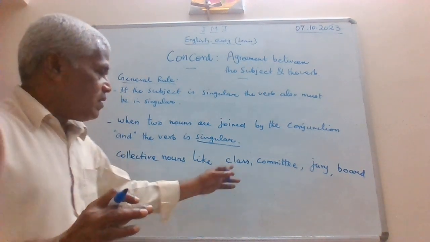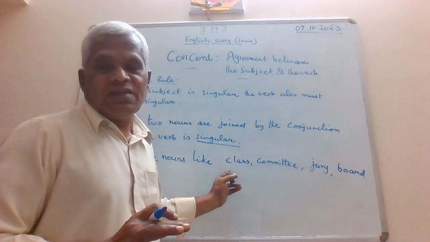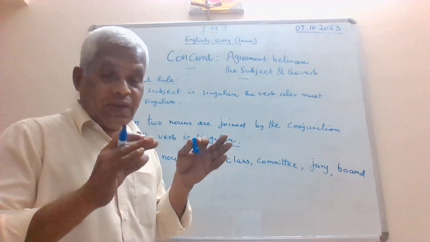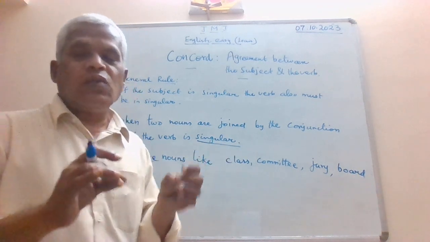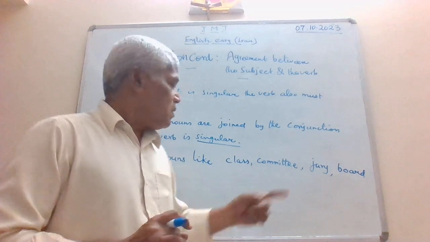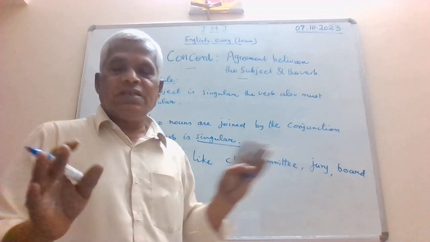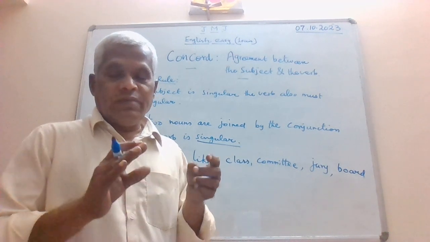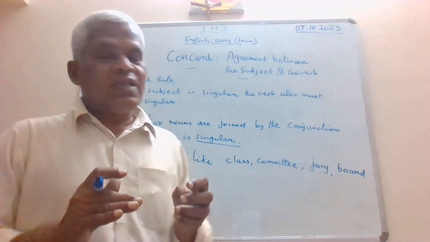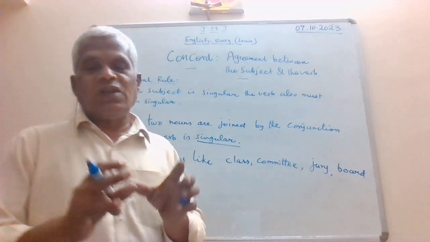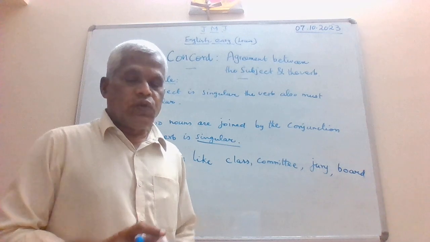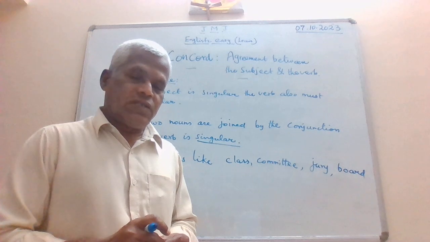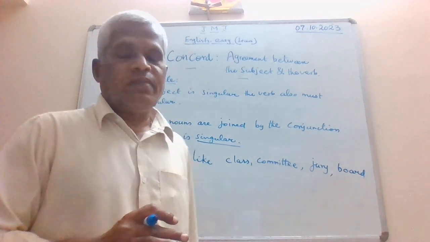So you have to understand, when you talk about class, what is class after all? Group of students. But that particular class is taken as a singular subject, singular noun. Similarly, committee. Committee is made out of different personalities, different persons. But committee, as per the singular subject, you can have that as one single unit. Jury is also an official body of making decisions, and similarly, a board.